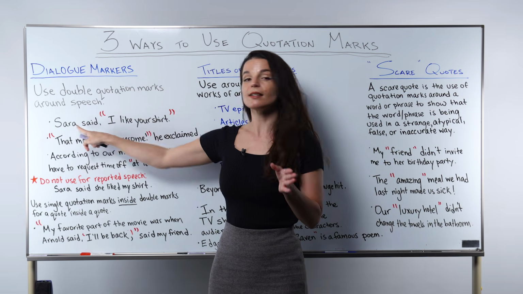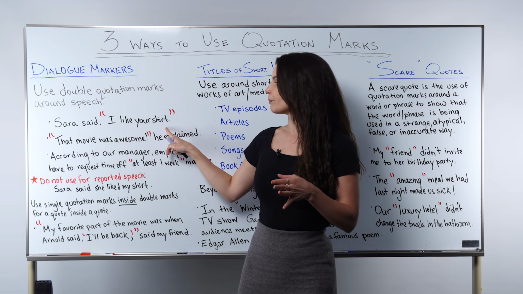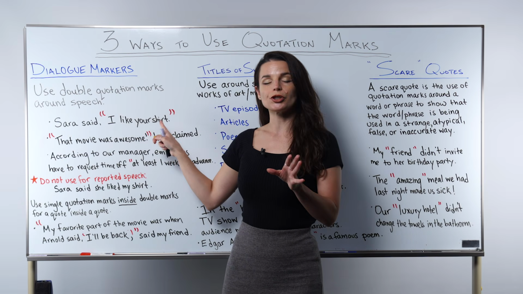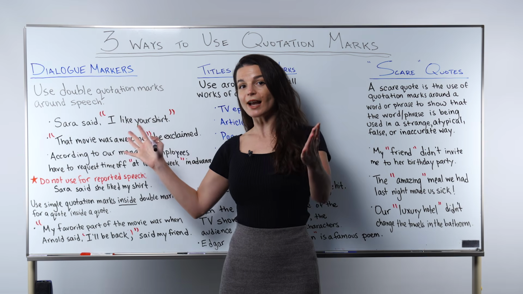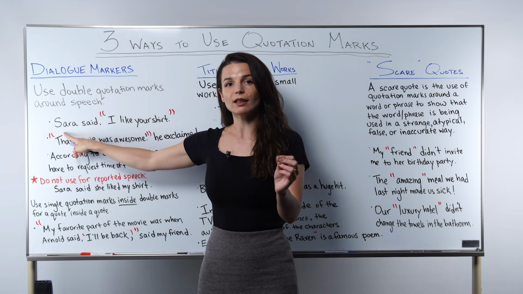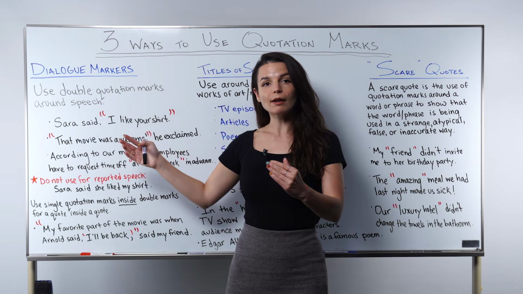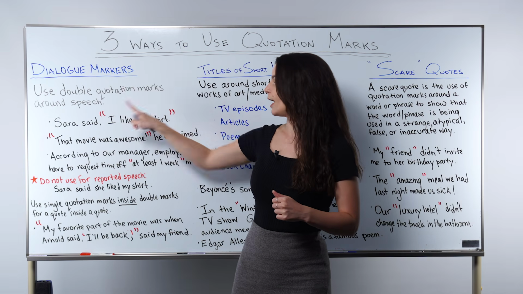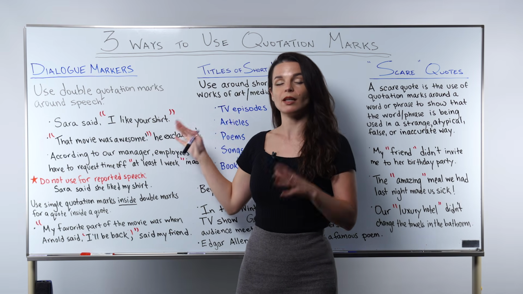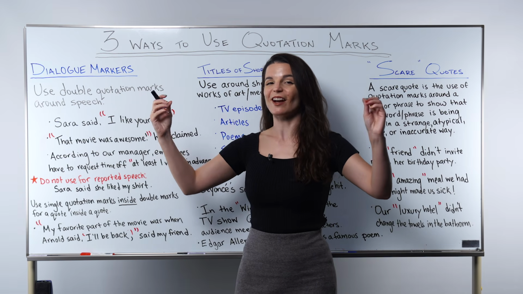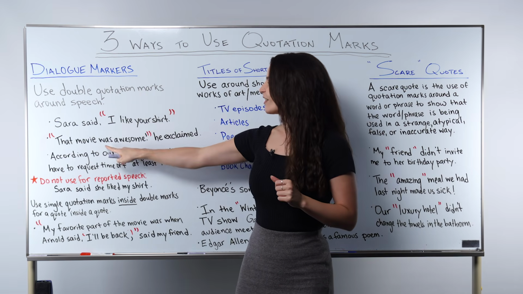In this sentence, Sarah said, "I like your shirt." In this sentence, this part here, "I like your shirt," this is directly, exactly the content of Sarah's statement. This is exactly what she said. So we mark that speech with a double quotation mark at the beginning, and a double quotation mark at the end. This shows us it's dialogue. Sarah said, "I like your shirt." This is exactly what she said. Let's look at the second example.